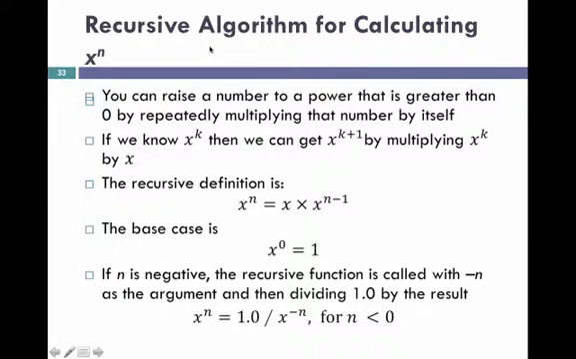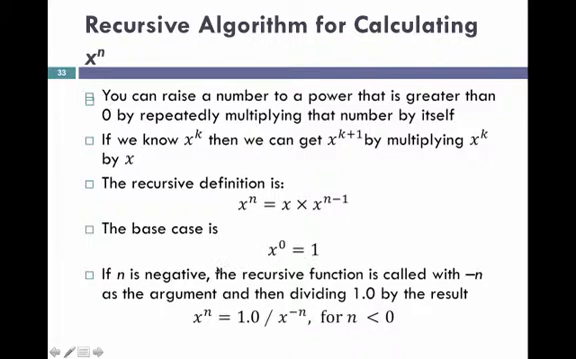Here's a recursive algorithm for calculating x to the n. You can raise a number to a power that's greater than 0 by repeatedly multiplying that number by itself. So if we know x to the k, we can get x to the k plus 1 by multiplying x to the k by x. So the recursive definition of x to the n is x times x to the n minus 1. And the base case is x to the 0 equals 1.